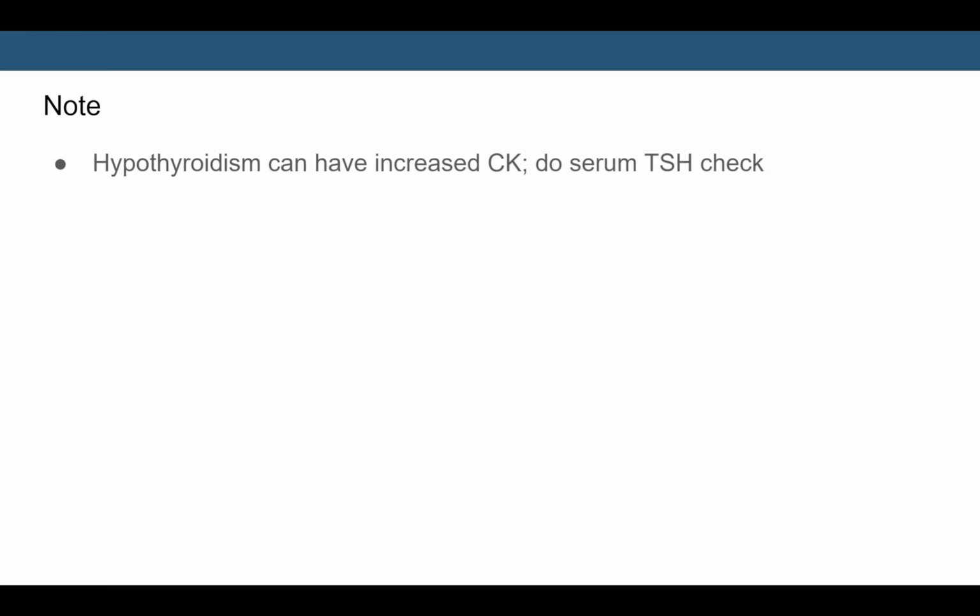The last note says that hypothyroidism can have increased CK levels. So if you see increased CK levels in any patient, maybe sometimes they are even asymptomatic, you have to know that creatine kinase can be increased in hypothyroidism. So what are we going to do here? We're going to screen for hypothyroidism via a serum TSH check.